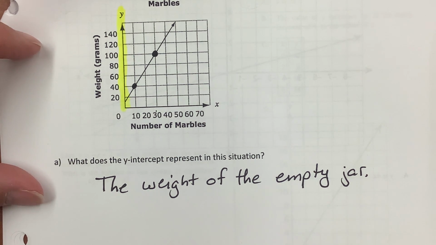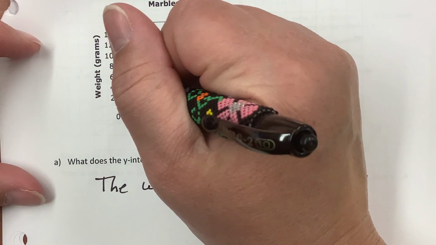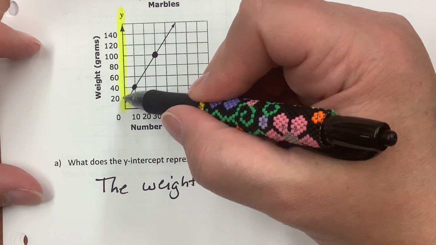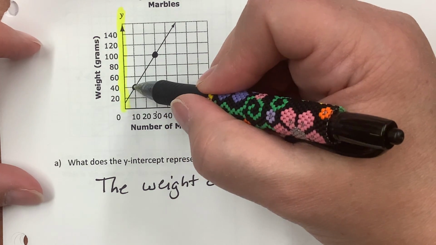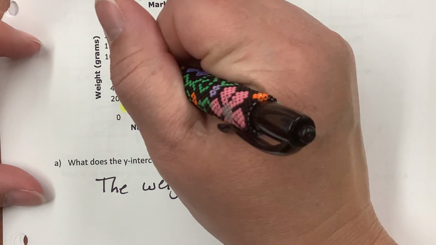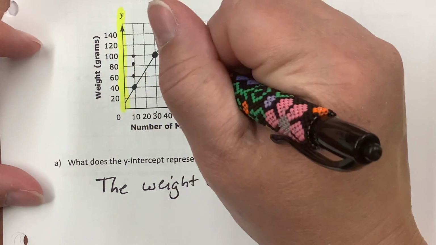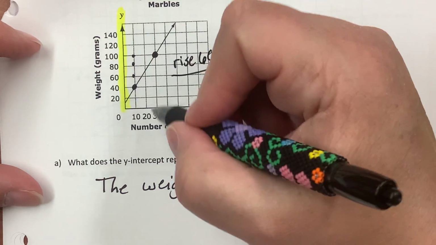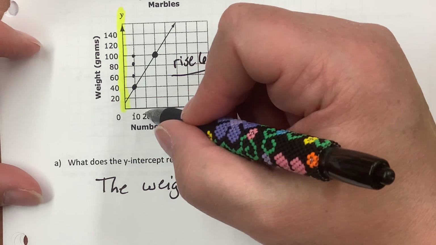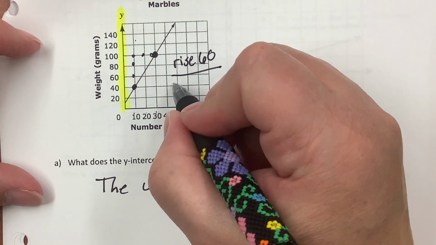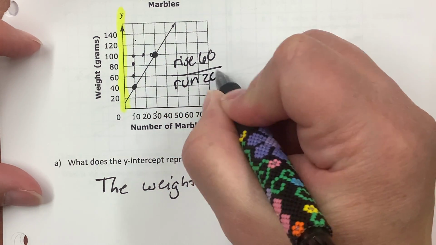Now, because it's a graph, what can I do? Think about it. Rise over run, you're right. And now you've got to look at what these are worth. Each box here is 20: 20, 40, 60, 80. So starting here, 20, 40, 60. My rise is 60. And that has to go over, now looking down here, it's by tens: 10, 20. My run is 20.